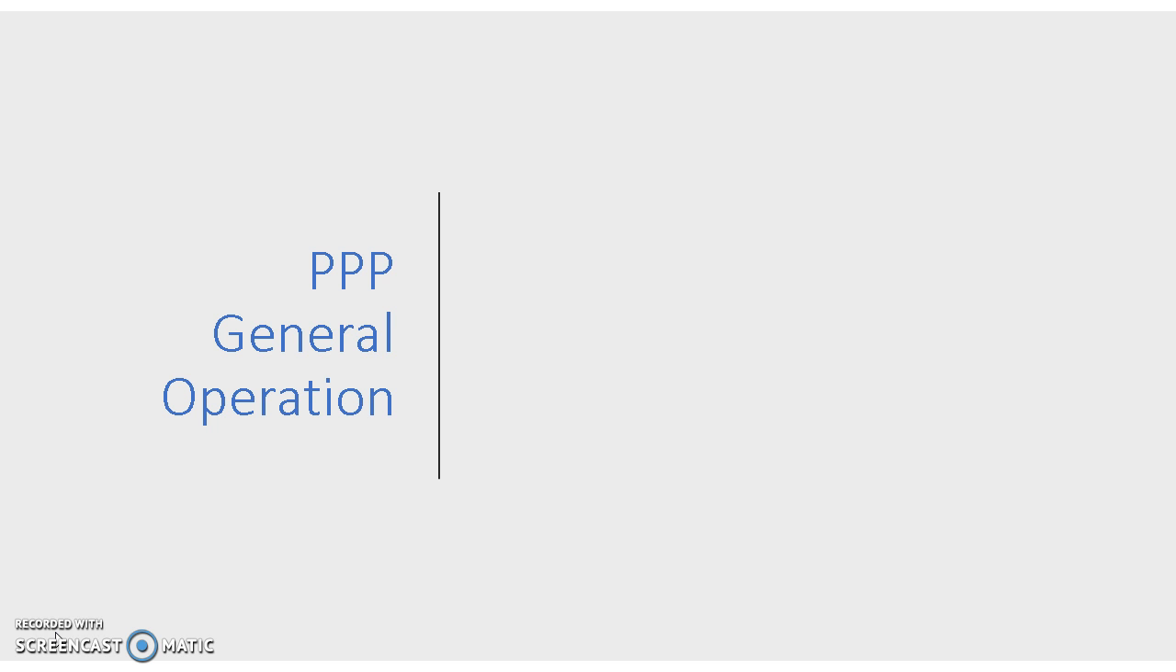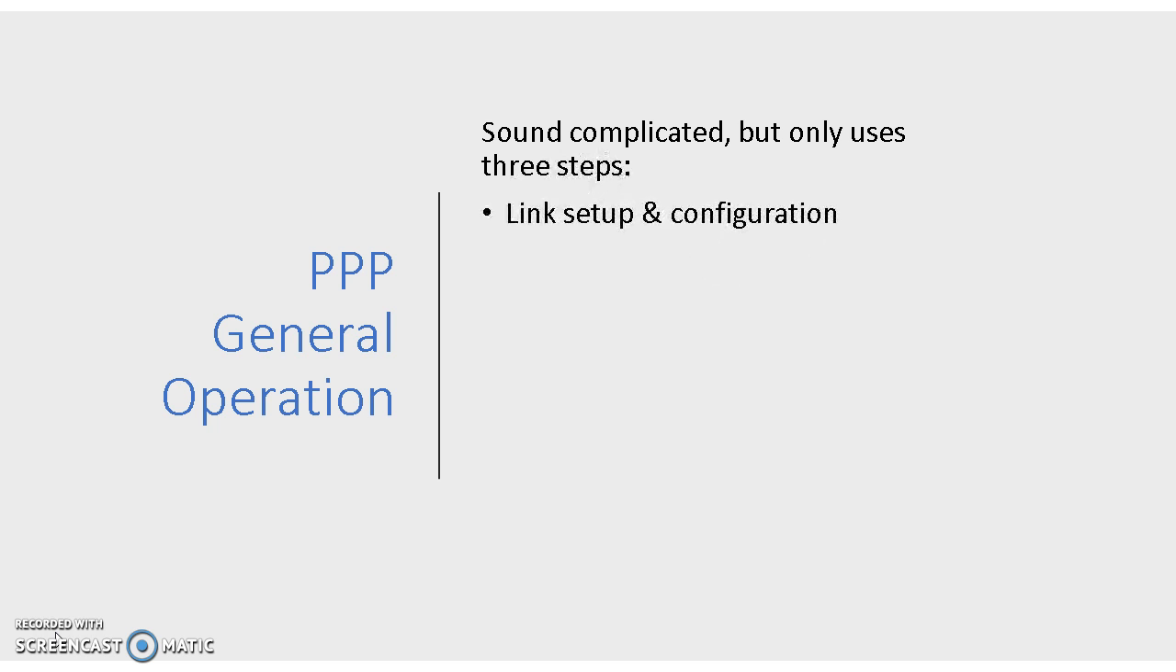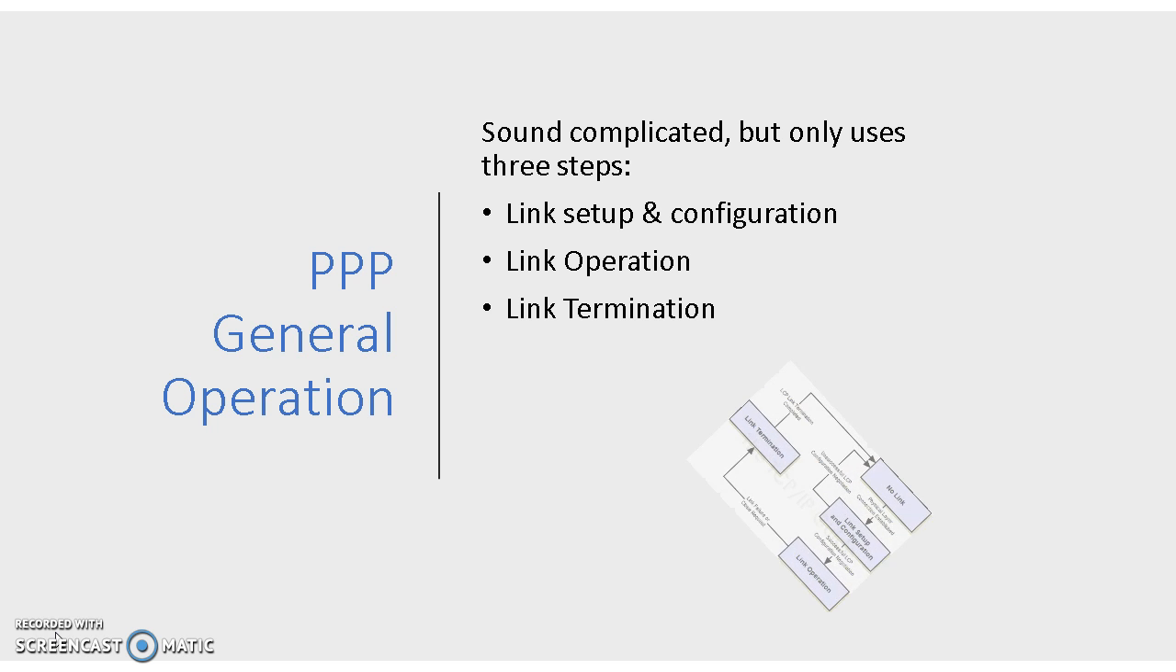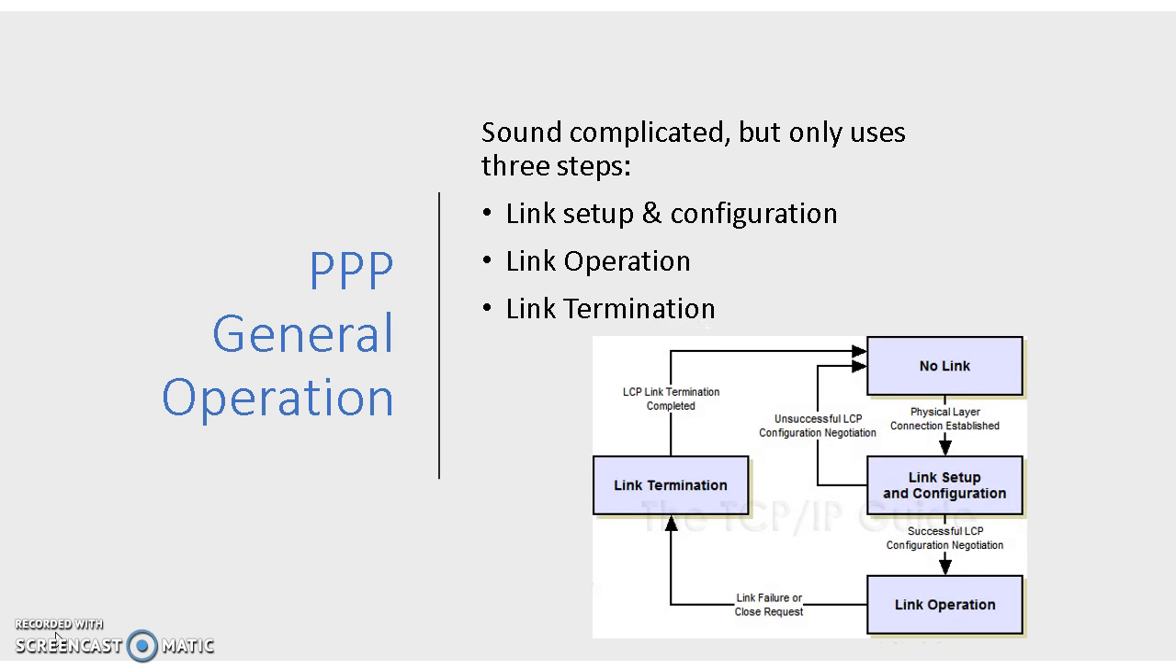The general operation of the PPP is that it sounds complicated but uses only 3 steps. These 3 steps are link setup and configuration, link operation, and link termination. And this is how it works. If you can take a look, you've got no link. Then on the right hand side, it's got link setup and configuration, link operation. Then again, it sends over to link termination. It is just a circle, and it continues to work.